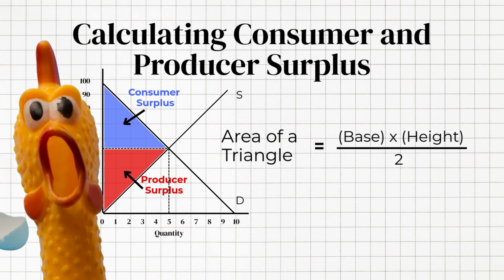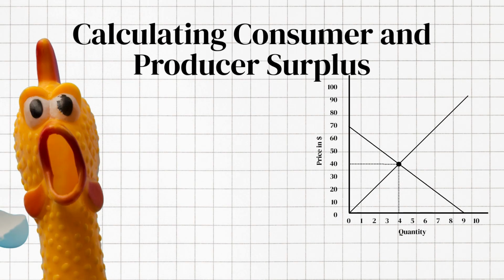Let's go back to the rubber chicken market. Now, the demand for rubber chickens has decreased and the demand curve has shifted to the left. Our new equilibrium is now 4 units at $40. Let's try to find the consumer surplus. We know that the consumer surplus is the area below the demand curve but above the price level. So that'll be this area here.